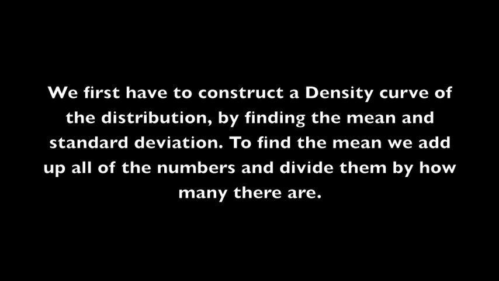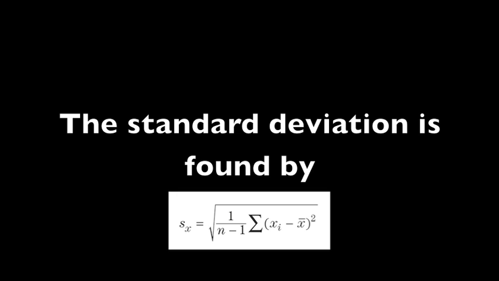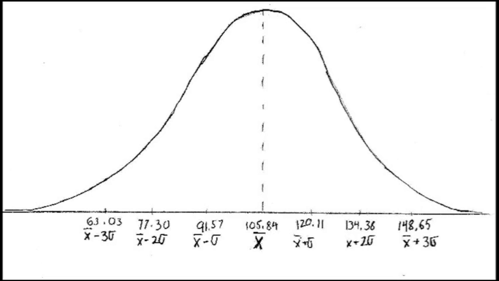We first have to construct a density curve of the distribution by finding the mean and standard deviation. To find the mean, we add up all of the numbers and divide them by how many there are. The mean is about 105.84. The standard deviation is found by this equation, where n is the number of data, x is one of the data, and x bar is the sample mean. The standard deviation is 14.27. This is the density curve for the data set.